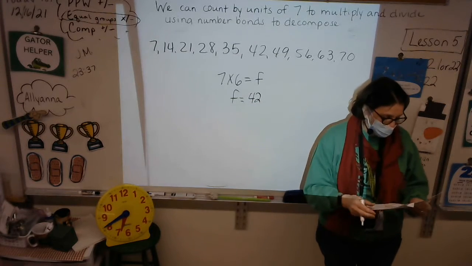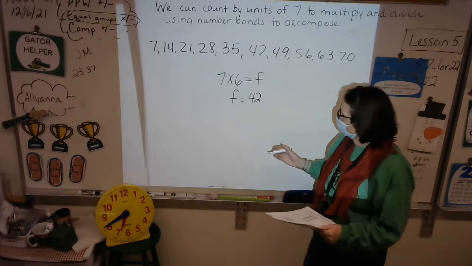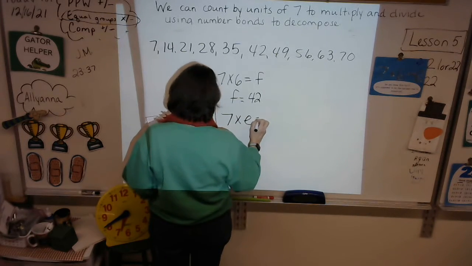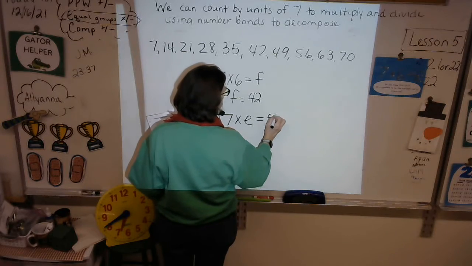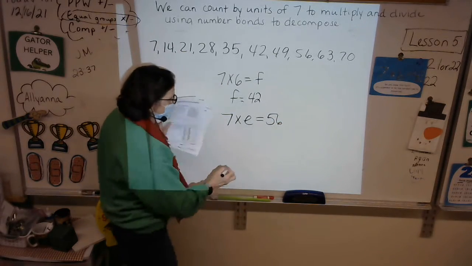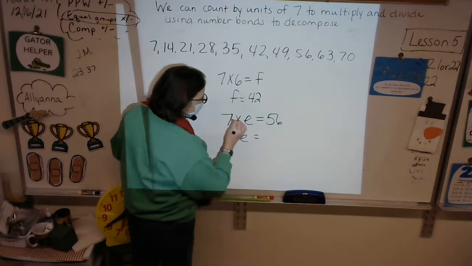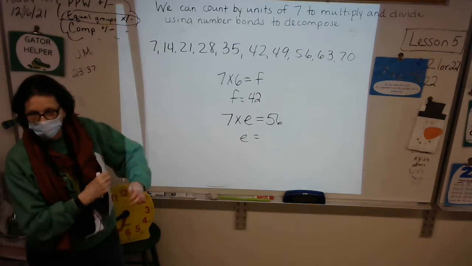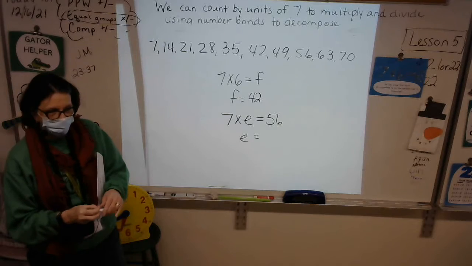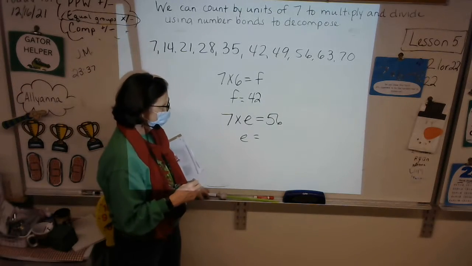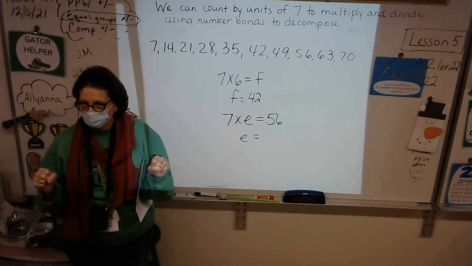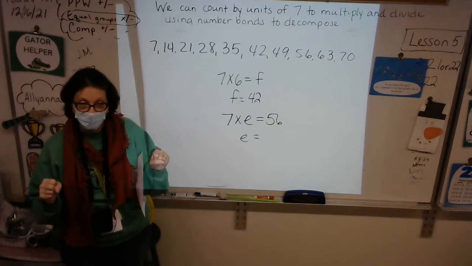Let me do one where we need to do some skip count. Okay? How about this one? 7 times E equals 56. We need to find what E equals. What are we going to do? We're going to skip count. I like the way Kendall's skip counting. Get your fingers out. Who has the answer? Quinn. 8. She says E equals 8.